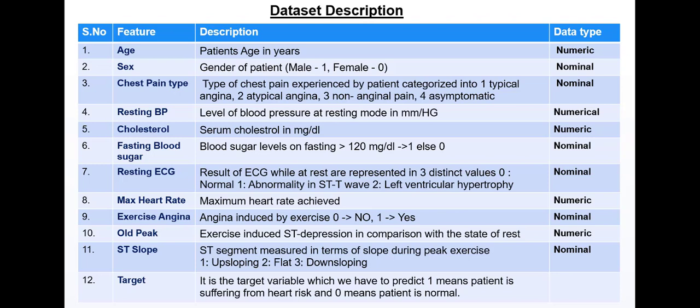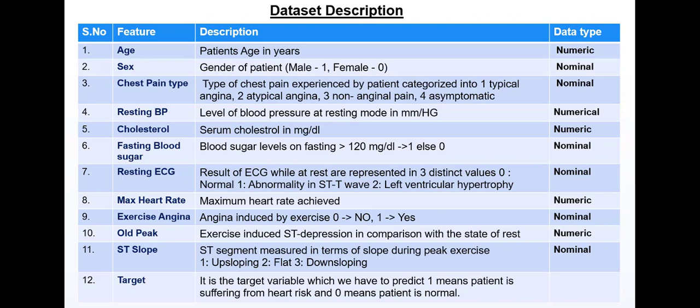And atypical anginal is specifically a pain, but it is not related with the heart. But it is caused by maybe some other causes like respiratory, musculoskeletal, or gastrointestinal, maybe the cause, or due to some heavy exercise. So these types of pains are atypical anginal pain.